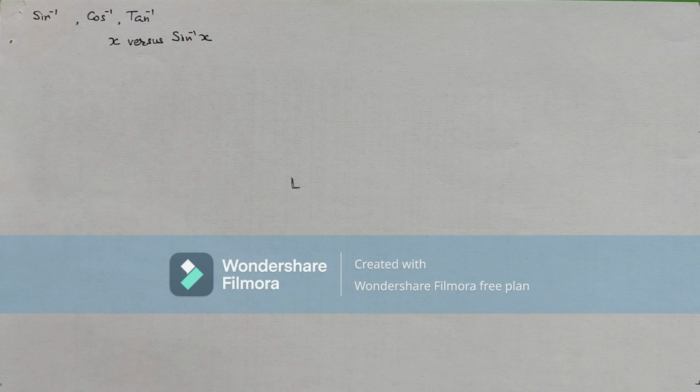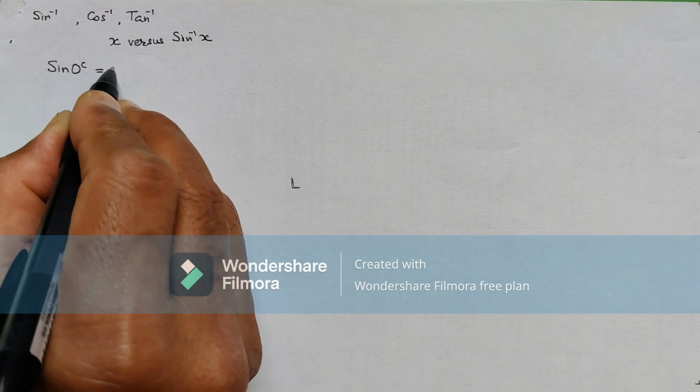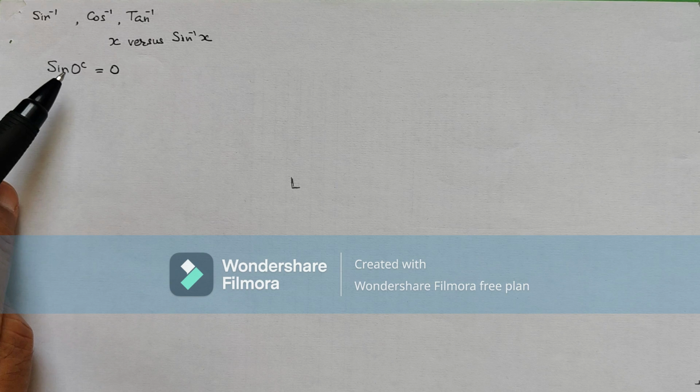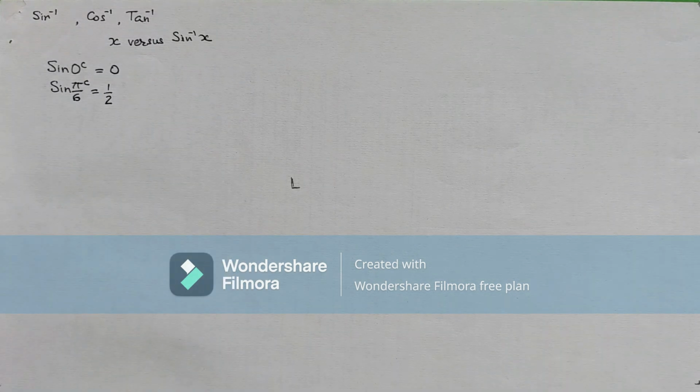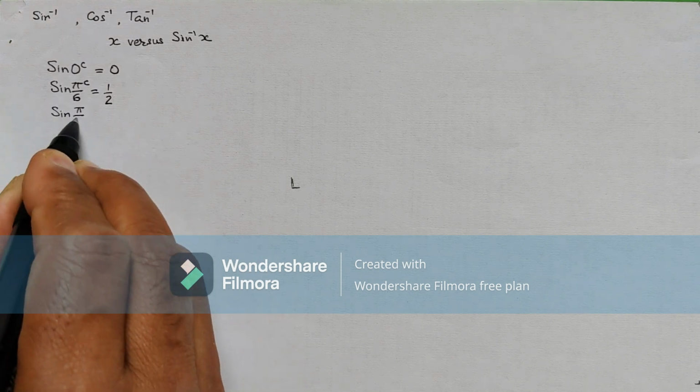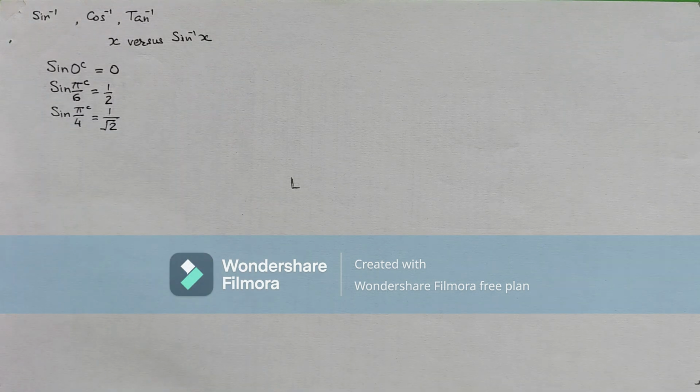A trigonometric function, for example sine, takes an angle as input and gives the ratio sine of that angle. This small c here denotes that the angle is in radians. So sine of 0 radians is equal to 0. Sine of pi by 6 radians is equal to 1 by 2. Sine of pi by 4 radians is equal to 1 by root 2.